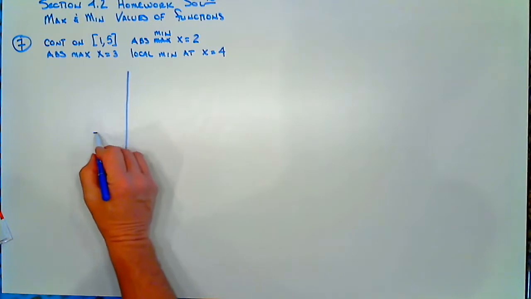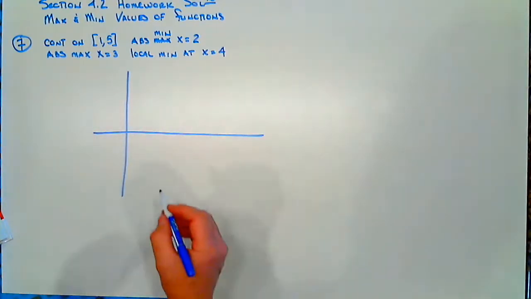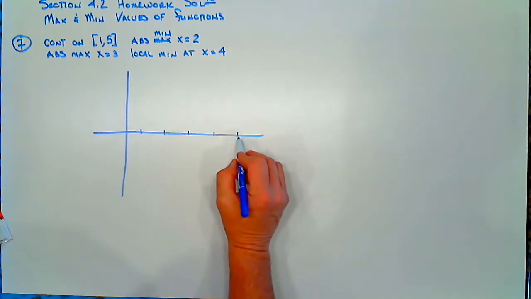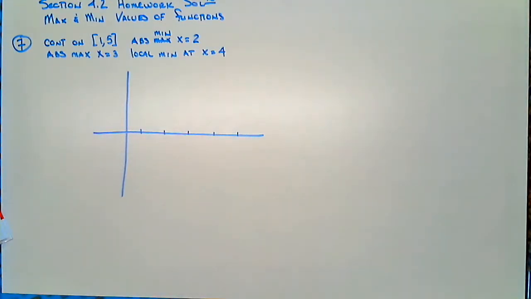Now remember, we're only allowed to play between 1 and 5, right? So 1, 2, 3, 4, 5. This is where we're allowed to play. Now we need a continuous graph. Remember, that's a graph that has no holes, no jumps, no vertical asymptotes. Our definition of continuity is, I can draw the graph without lifting my pencil. That's a joke. That's not our definitive definition of continuity. Our definitive definition of continuity is the limit as x approaches a of f of x equals f of a.